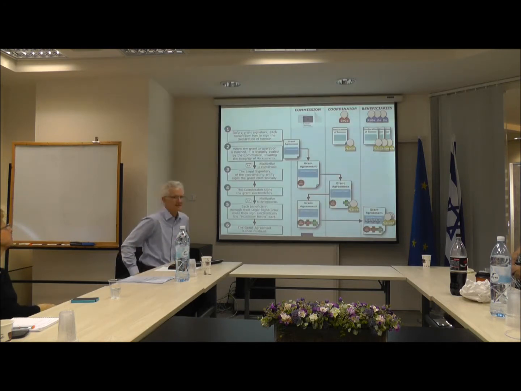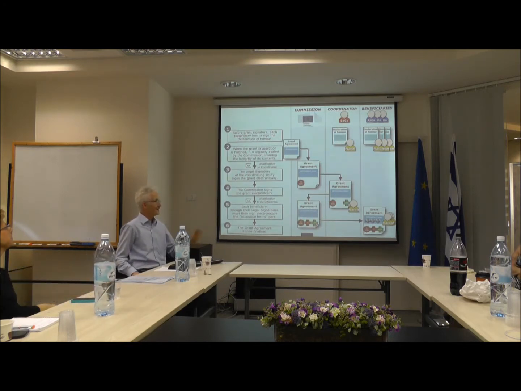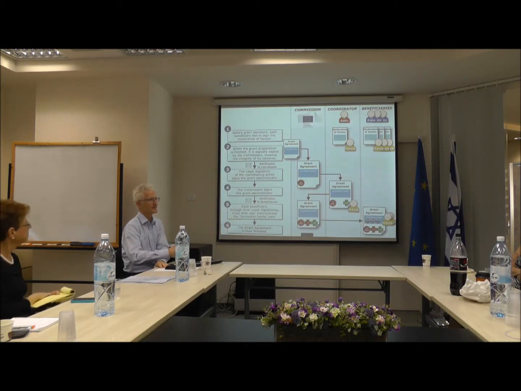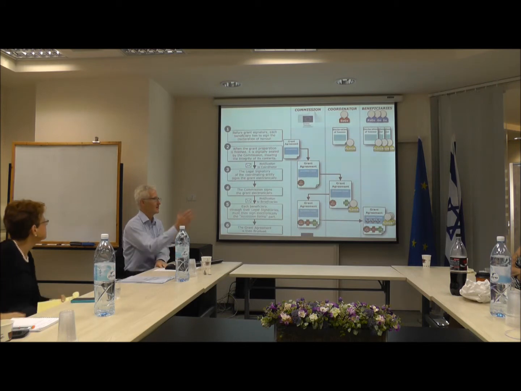So this is the screen now. It is simplification, I will explain why. Because this same difficult thing happened, of course, on paper. So it's the way these grant agreements were signed: first the coordinator signs, then the commission signs, then all the other participants sign this accession form. Of course, the same process is now mapped electronically.